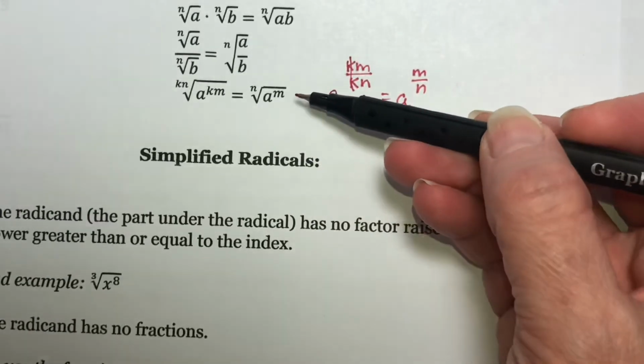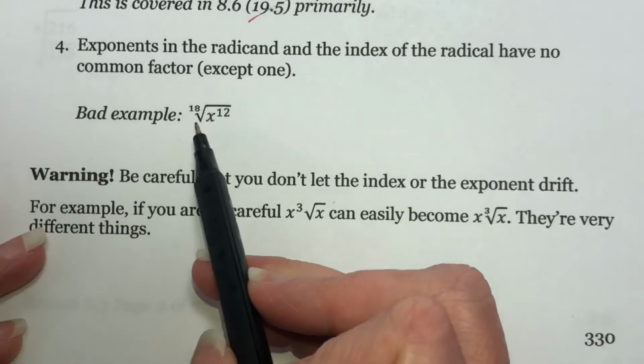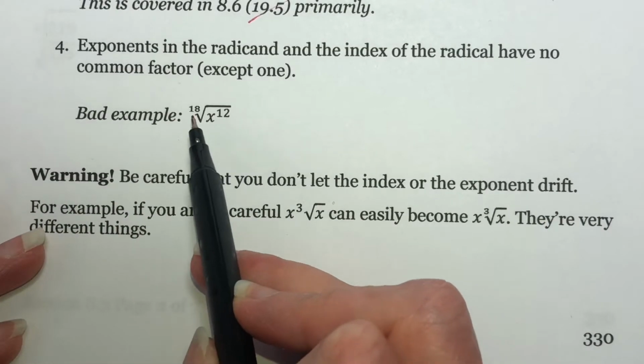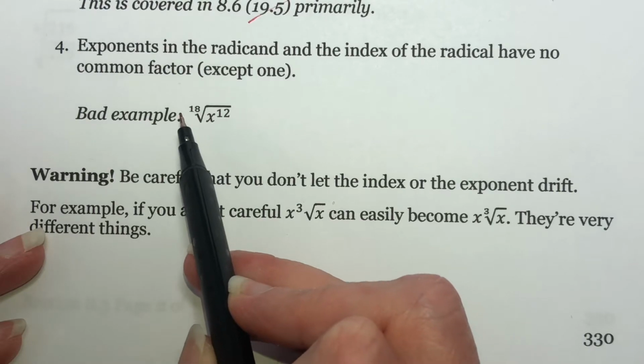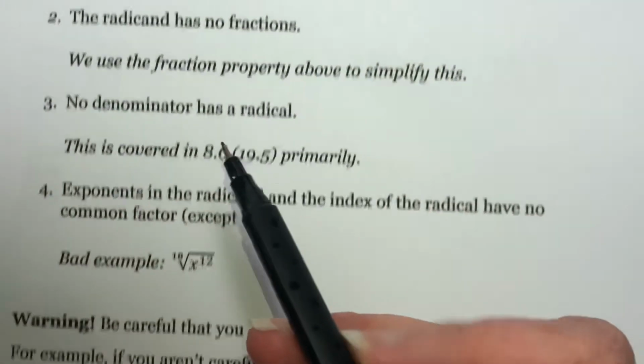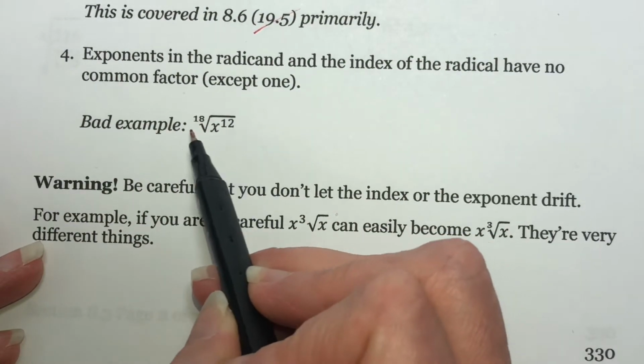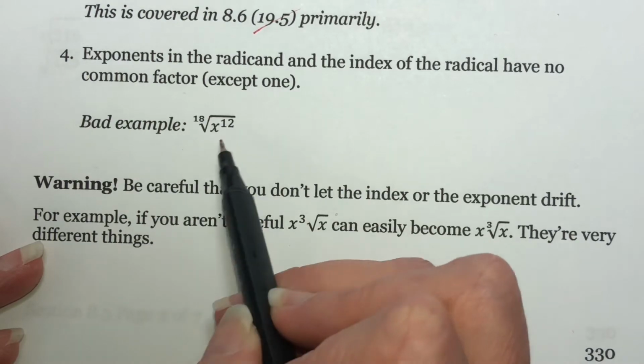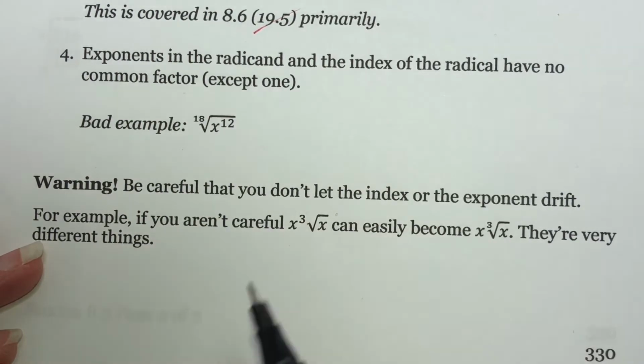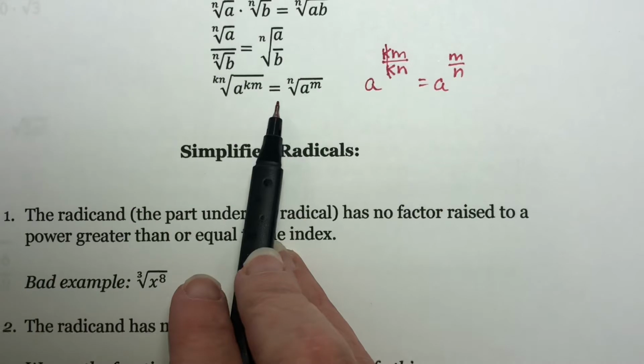This is what I was talking about right here. If you look at this, the inside exponent is smaller than the index, so this is okay by the first rule, but it is not okay because both of these are divisible by 6. So in order to get this simplified, we would need to use this last property here.